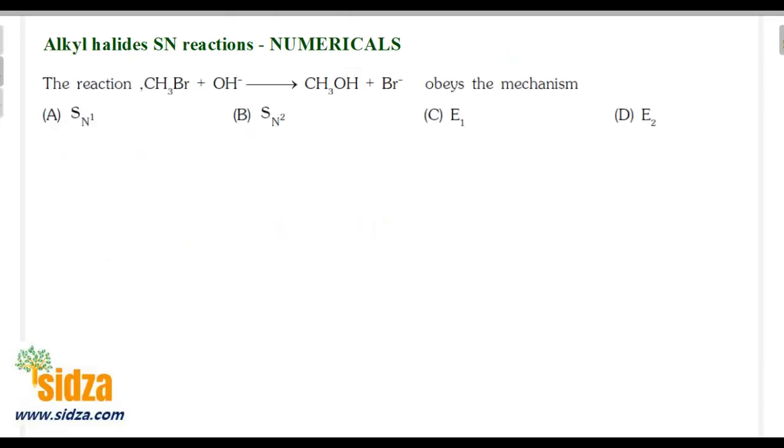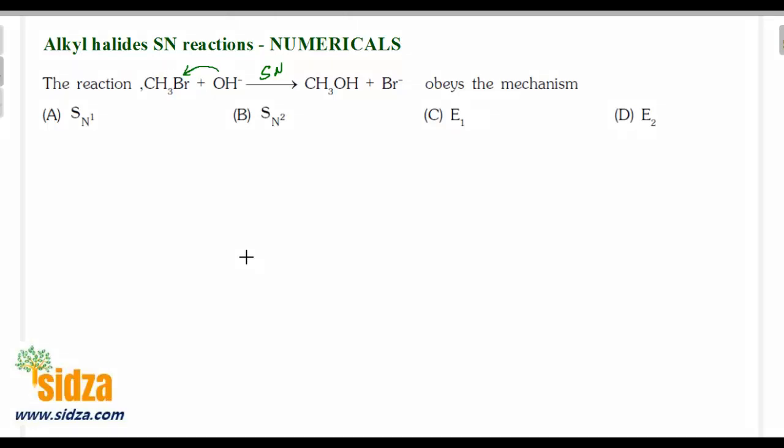Let's take another question. The reaction of methyl bromide with the hydroxide, replacing the bromine with the OH. So we know that this is the SN reaction because you are replacing the bromine by the OH, correct? Okay, one nucleophile replacing another nucleophile. But what will be the mechanism? Is it SN1 or SN2?